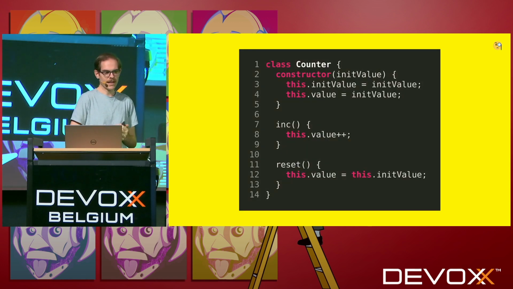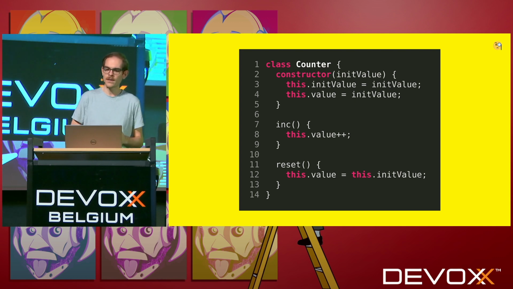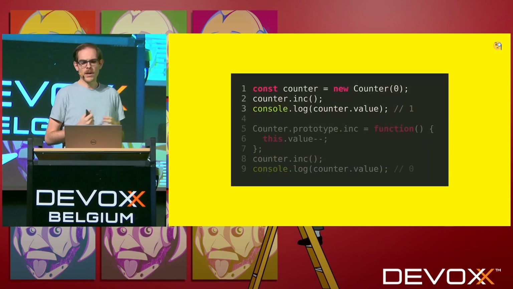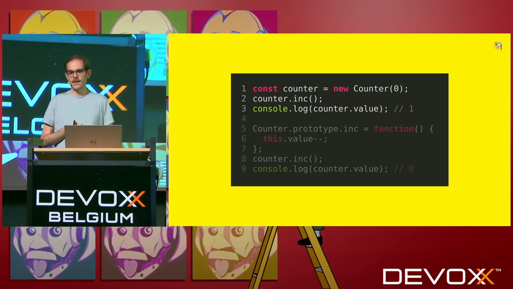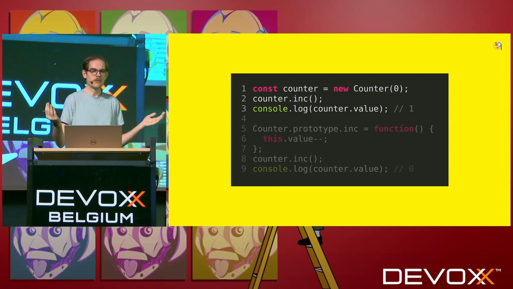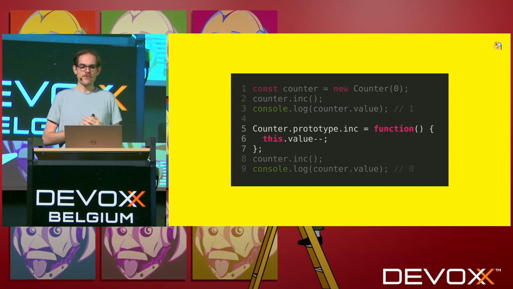Going back to our counter example from before, I haven't changed anything. This is the same thing. Let's say that now we create an instance of our counter with 0 as an initial value. And then we call the increment method, and we check the counter value, and it's now 1. So, OK, that works. It went from 0 to 1. But what happens if I now do this?